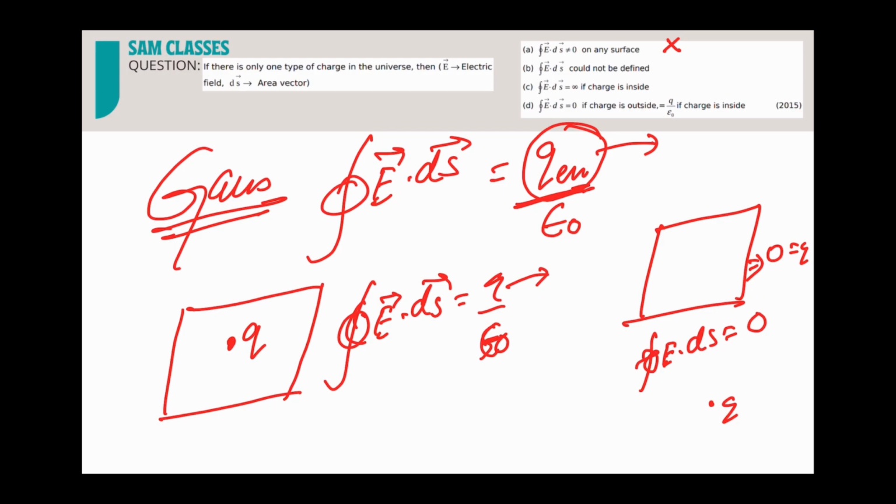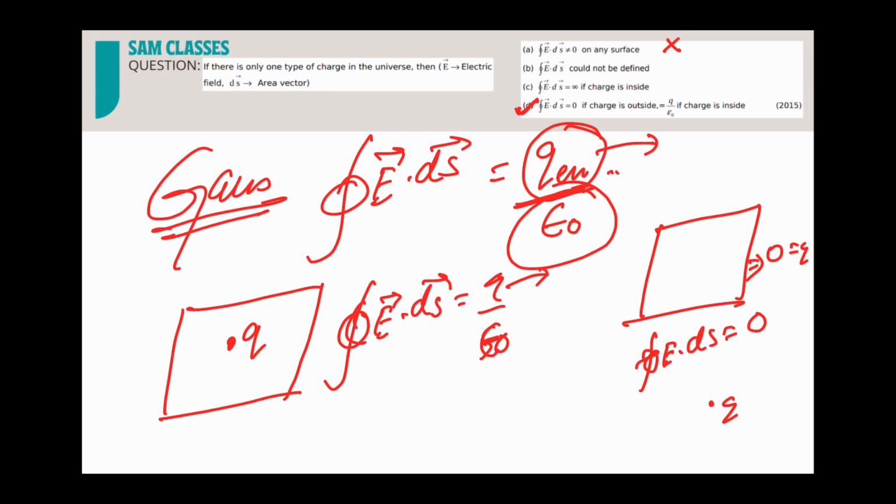Now, E dot ds is infinity if the charge is inside. Why will it be infinity? Because epsilon naught is a constant. Why will it change? It is directly proportional. You're not making the charge infinite. You're just changing that the charge is of one nature, maybe positive or one type. Now, the fourth option, E dot ds is zero if the charge is outside.